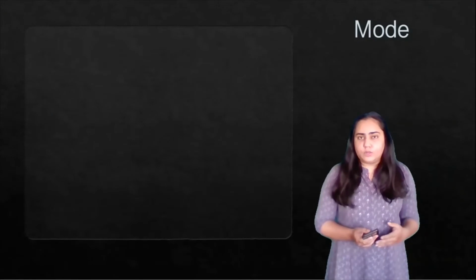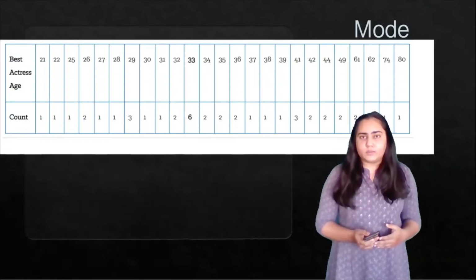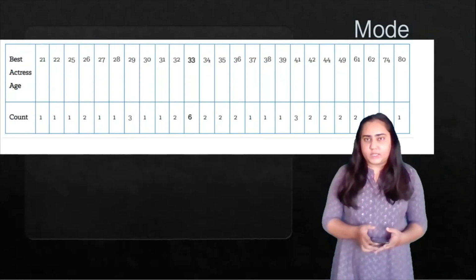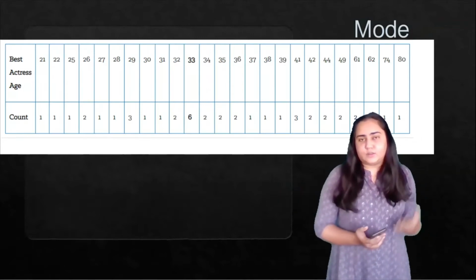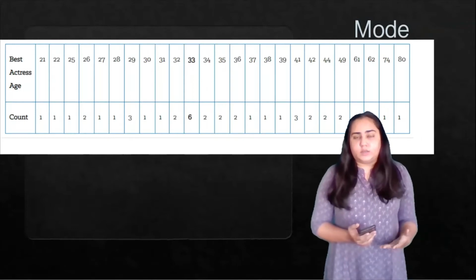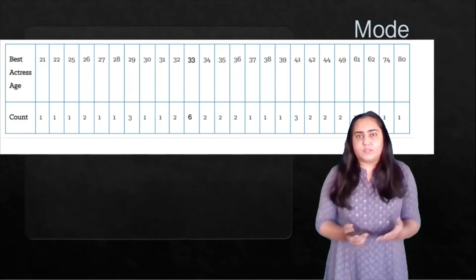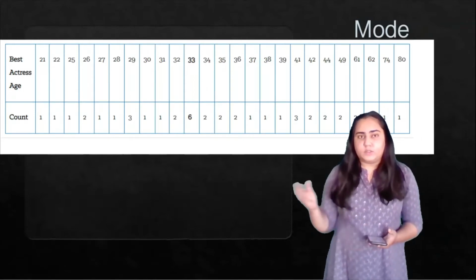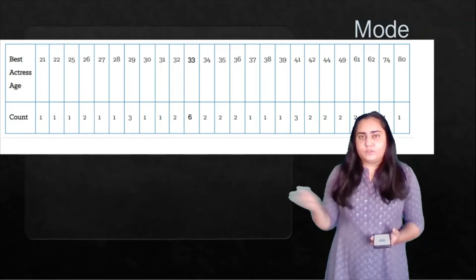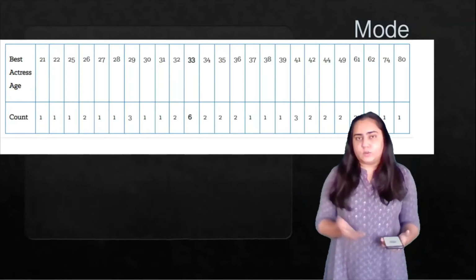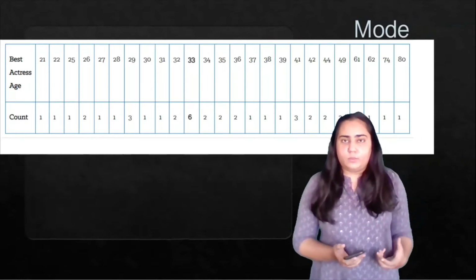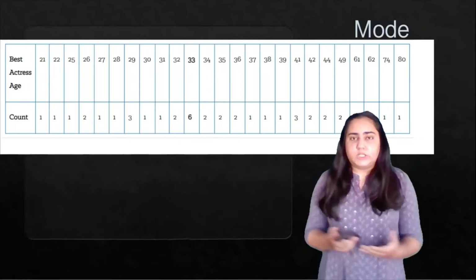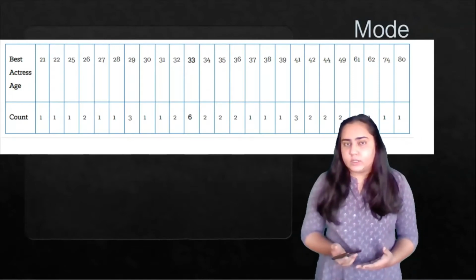So the first thing we have is mode. And mode is very simple. So if you have data like this, and this is that same data set I used in the previous video about different actresses getting the Best Actress award in Oscar, and we are trying to find what were their ages. So these are the different ages of actresses who got an Oscar between 1970 and 2030.